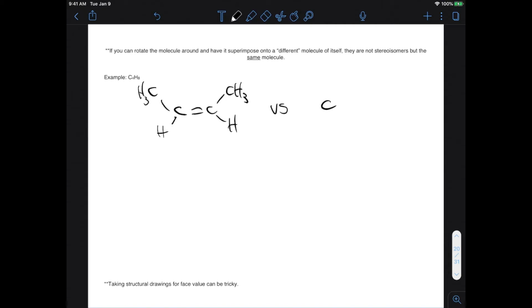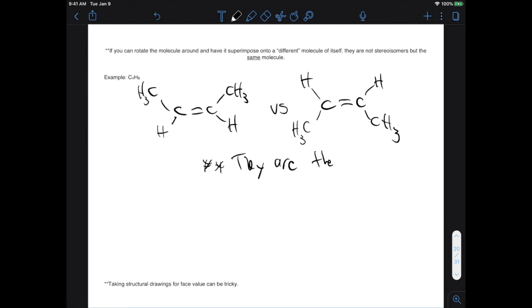Now let's compare it to this. How do these 2 molecules compare to each other? Are they the same? Are they constitutional isomers? Are they cis-trans isomers? And the answer is they are the same. So these are the same molecule. If we flip it, one molecule can be superimposed on the other.